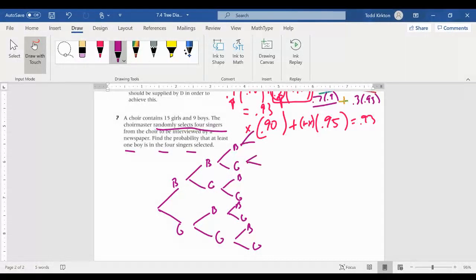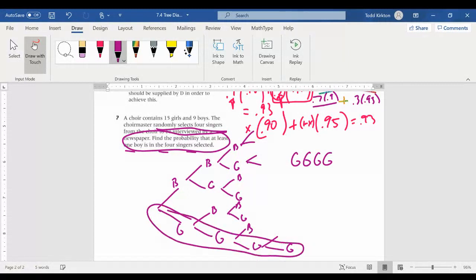Now, what I would say is if at least one boy of the 4 singers is selected, that means the only case that we can't have is if we get all 4 girls. And so if you figure out this very bottom path right here, which is all girls, you can take 1 minus the probability of all girls, and that makes sure you have at least one boy. At least one could be more than one, but you have at least one boy. That might be the easiest one.